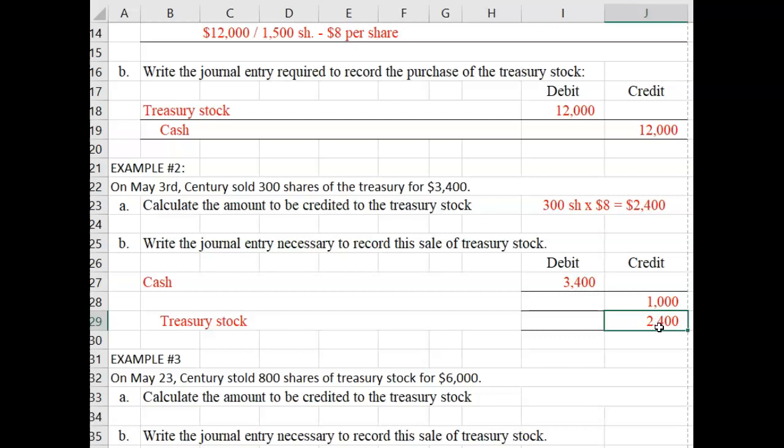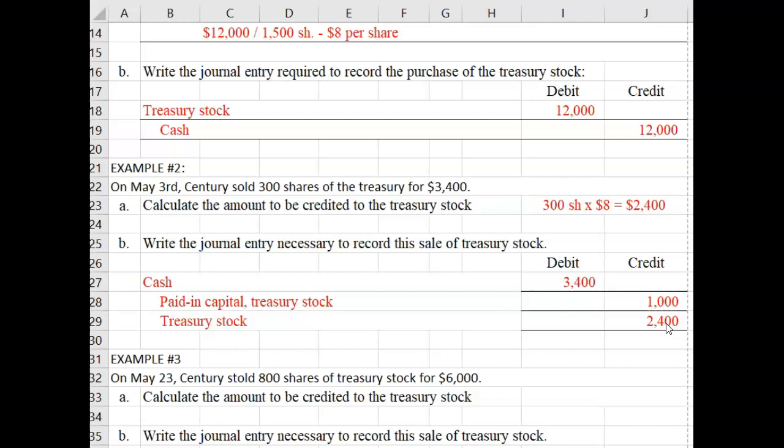Therefore, we're going to use another paid-in capital account. So the entire journal entry is a debit to cash for $3,400, a credit to paid-in capital treasury stock, $1,000, and a credit to treasury stock for $2,400.